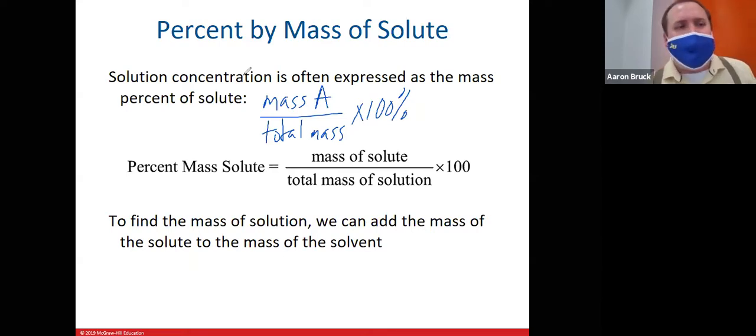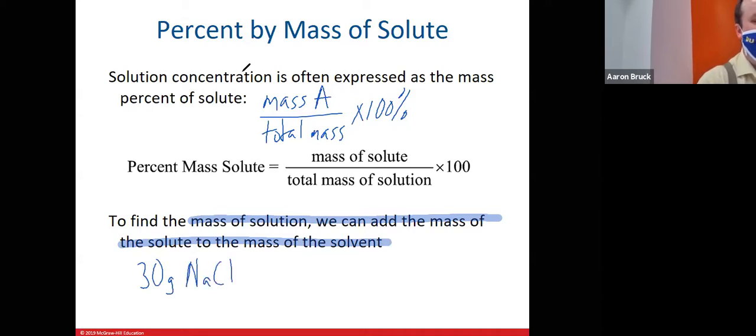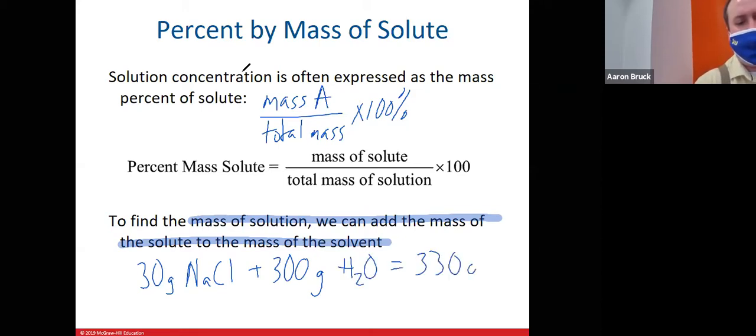If we are not given the total mass of the solution, we can always find that mass by adding together the mass of the solute and the mass of the solvent. So if I am told I have 30 grams of sodium chloride and 300 grams of water, they together would make 330 grams of solution.